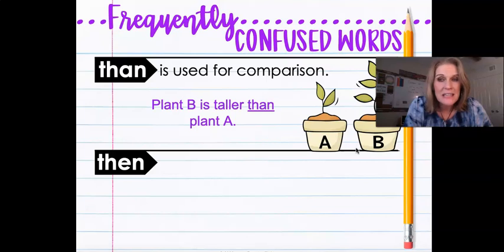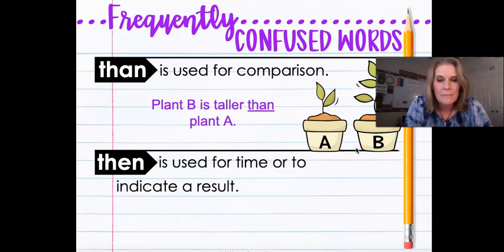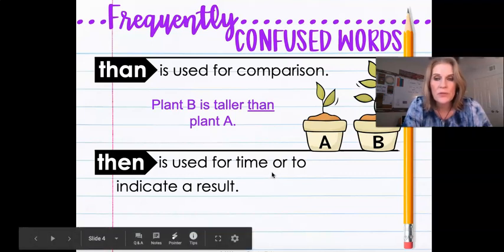THEN has an E in it. It has to do with time or to indicate a result. Usually has to do with time. So you'll notice that the word comparison has an A, and so does the THAN. The word time has an E, and so does the word then with an E, THEN. So when I was in 4th grade, that's how I remembered that the then with the E had to do with time with the E. Okay, that might help you.